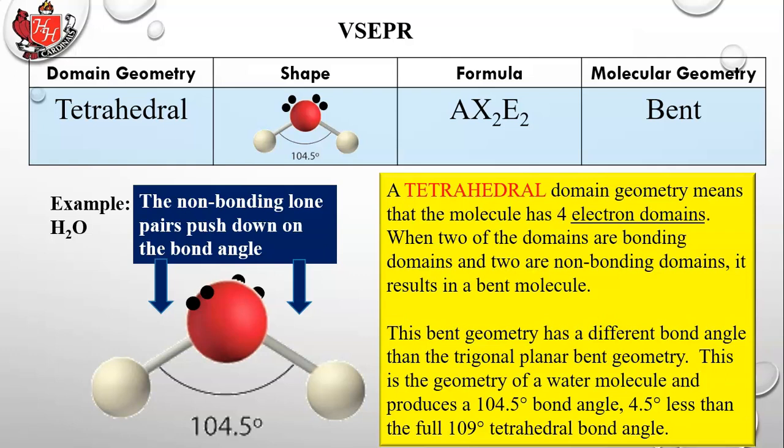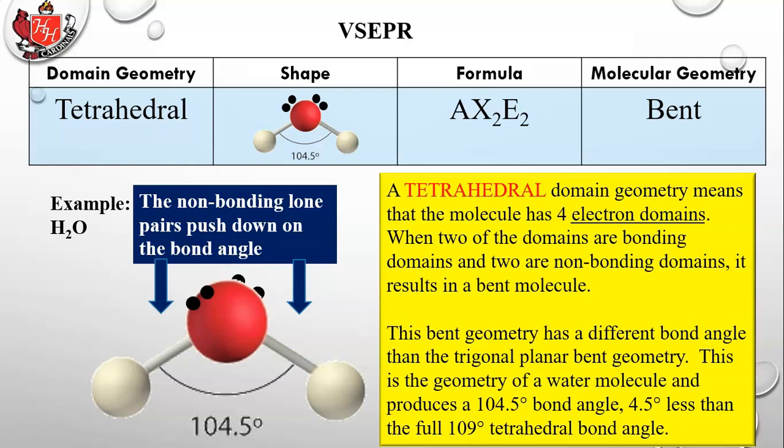A tetrahedral domain geometry means that the molecule has 4 electron domains. When 2 of the domains are bonding domains and 2 are non-bonding domains, it results in a bent molecule. Now, it's not a bent molecule that has exactly the same bond angle as the bent molecule from the trigonal planar that we saw a few slides back. It's still called bent because it looks like that, but it's a different situation. Here you have 2 lone pair, and in the trigonal planar a few slides back you only had 1 lone pair up on the top. This bent geometry has a different bond angle than the trigonal planar bent geometry.